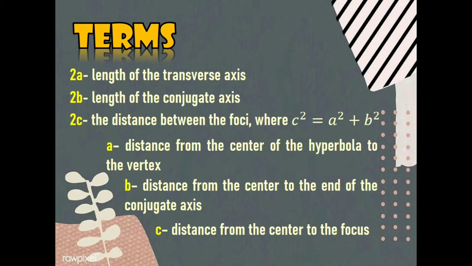2a is the length of the transverse axis, 2b is the length of the conjugate axis, 2c is the distance between the foci where c squared equals a squared plus b squared. a is the distance from the center of the hyperbola to the vertex, b is the distance from the center to the end of the conjugate axis, and c is the distance from the center to the focus.